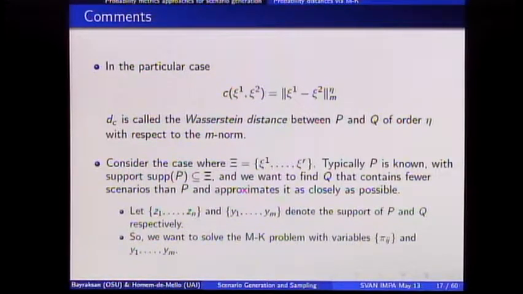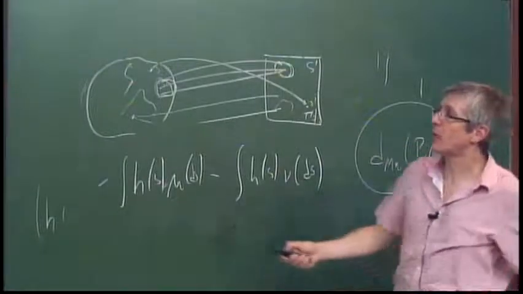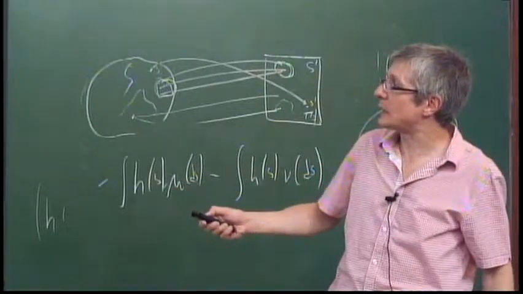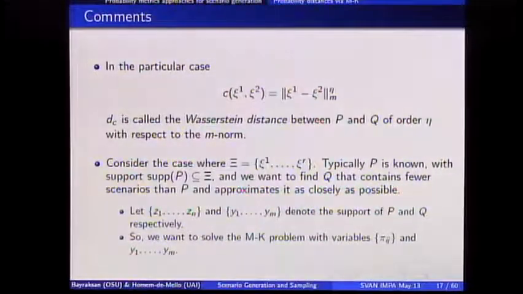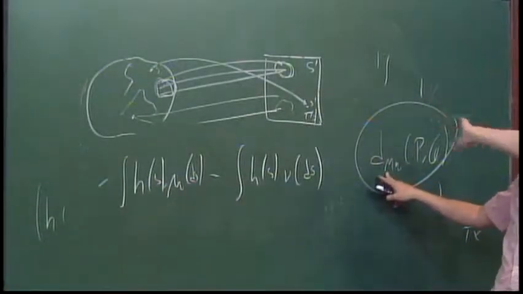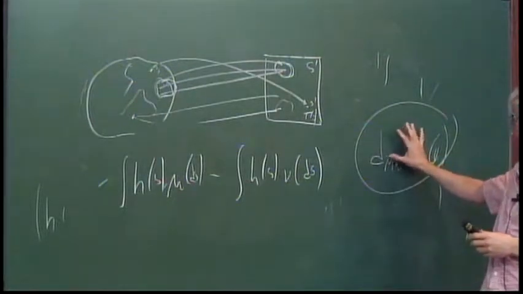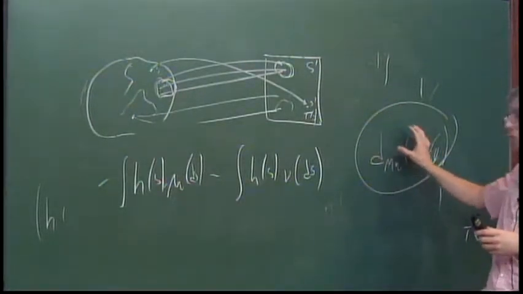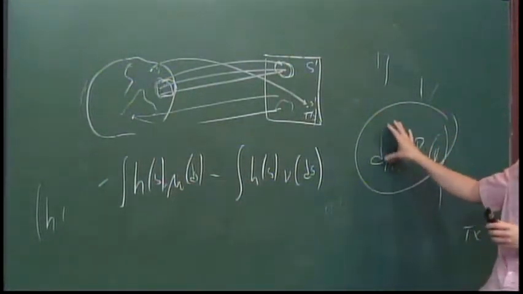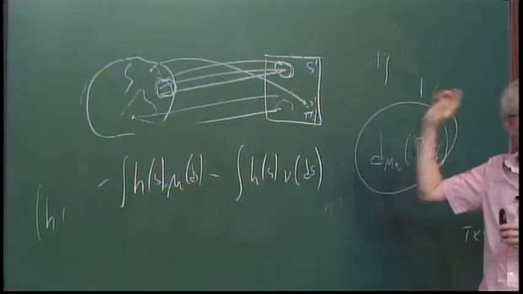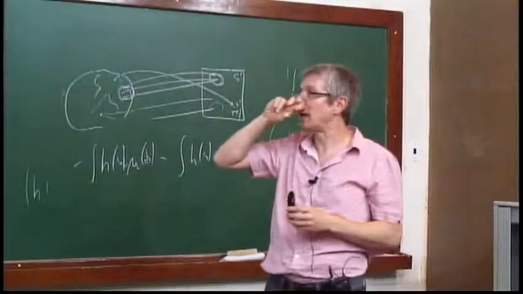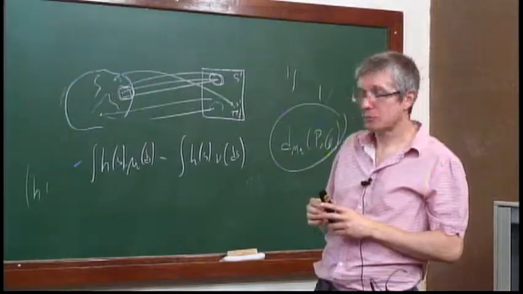So after lunch, we're going to discuss this particular problem: how do we go about selecting scenarios in such a way that makes this distance small? Because now we know we can forget about all these other distances that we looked at. Our goal is simply to minimize the Monge-Kantorovich distance, choosing Q in such a way that this distance is minimized. That's what we're going to do after lunch.